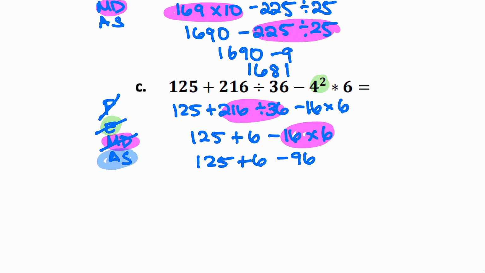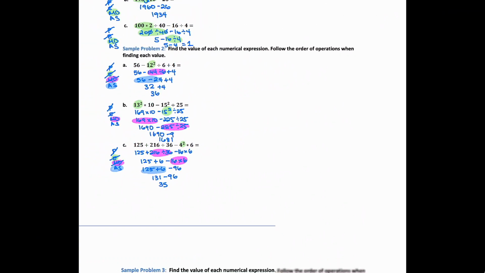So how do I figure out which one do I do? I'm going to go from left to right. I see the addition first before I see the subtraction. So I'm going to go ahead and do the addition first this time. 125 plus 6, that's going to give me 131 minus 96. And when I subtract those, I should end up with 35. That takes care of the front side of the notes.